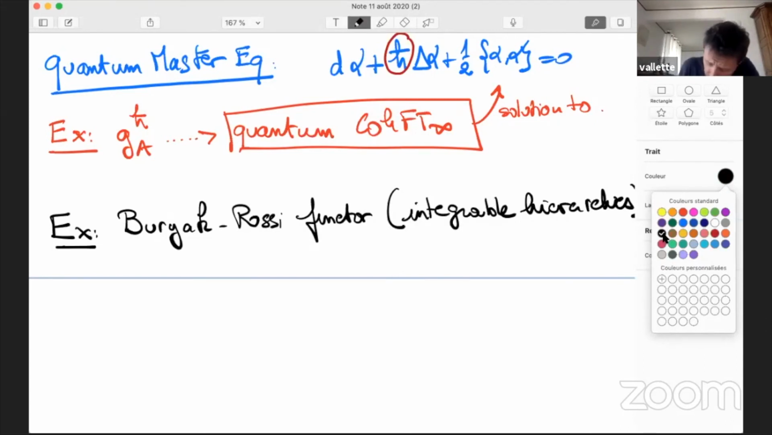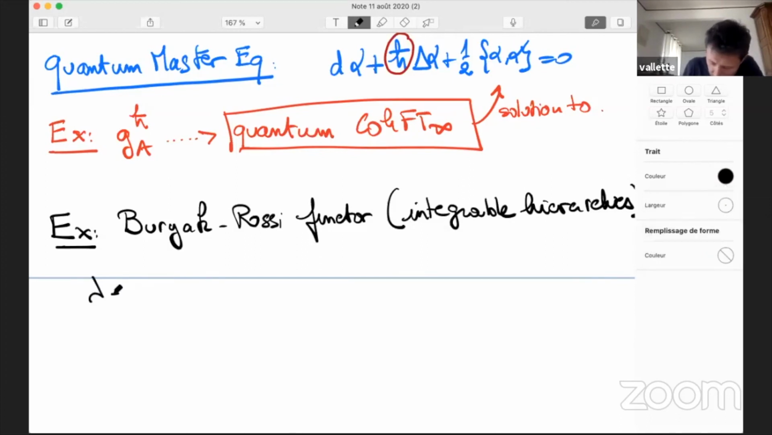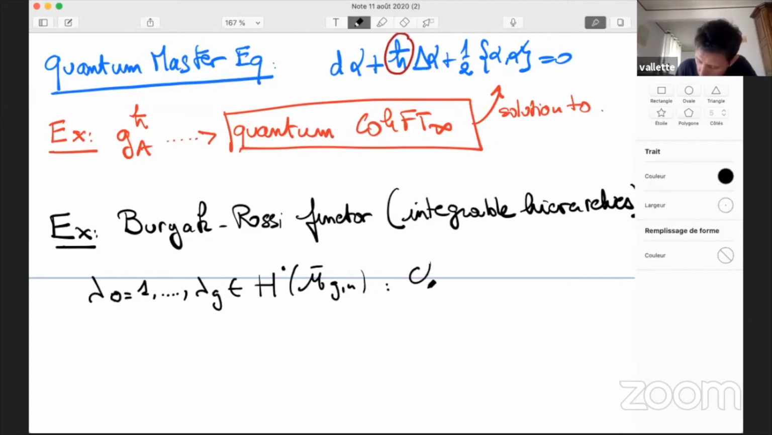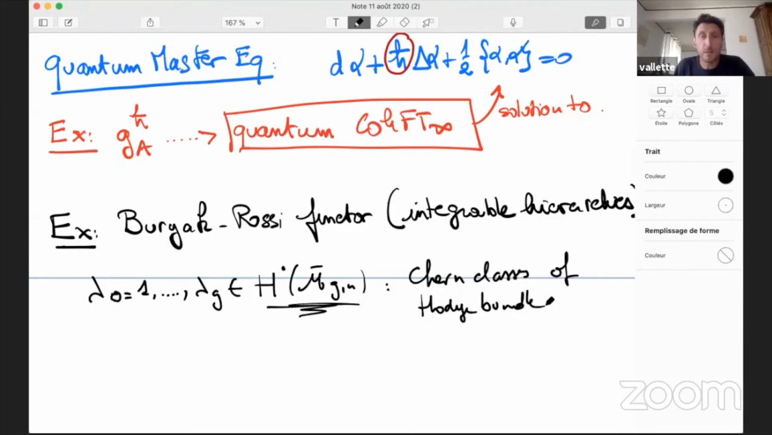So you see, let me first say that you can consider lambda 0, which is 1, etc., until lambda j. So here I am considering some classes of M_g,n bar, which are the Chern classes associated to the Hodge bundle. So you see, for the first time here, I'm playing with the classes of this guy, Chern classes of the Hodge bundle.